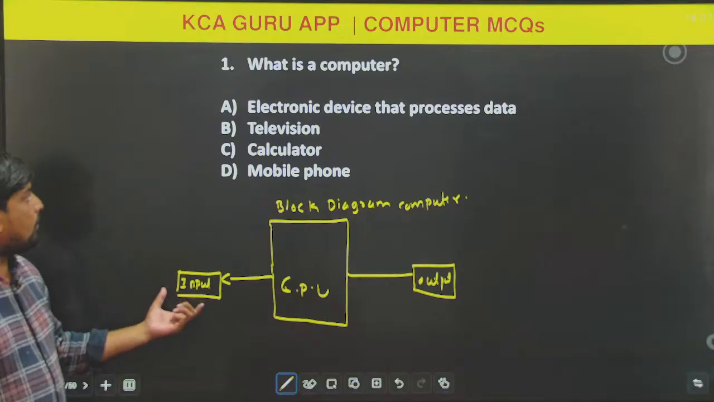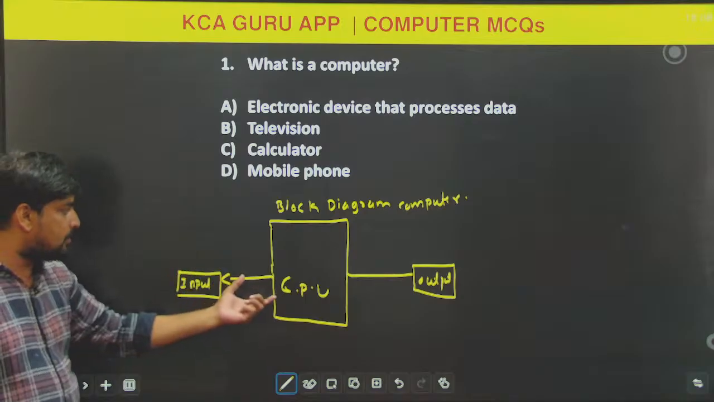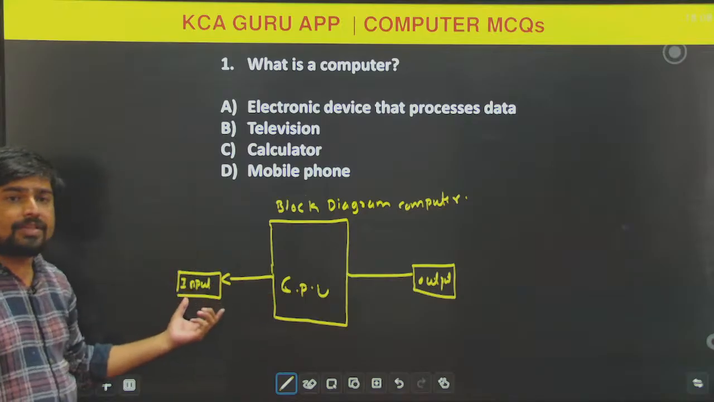So the computer is an electronic device. It can process the information and it gives the data with the help of the input.